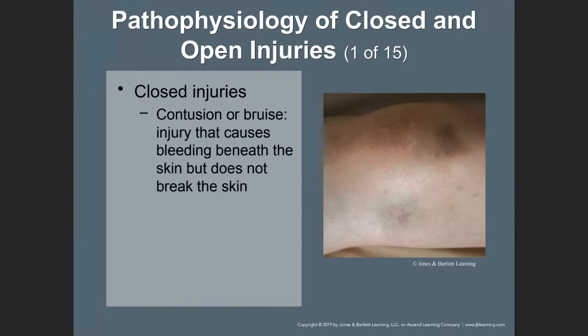Pathophysiology of closed and open injuries. Closed injuries, contusion or bruise. Injury that causes bleeding beneath the skin but does not break the skin. And a contusion can be an ecchymosis or it can be a hematoma. Ecchymosis is a small blood vessel. A hematoma is a large blood vessel.